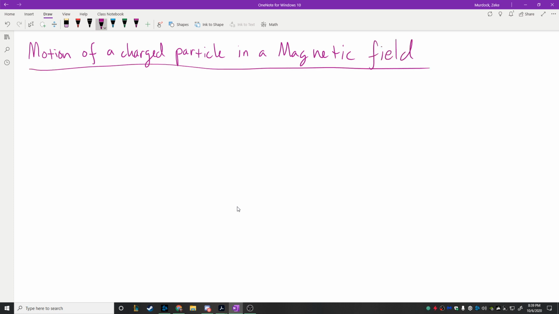The motion of a charged particle inside of a magnetic field. So let's say that I have a magnetic field, and I tell you that in some region of space, it's uniform, and it points into the board. So we have a magnetic field represented by these little arrows right here. All of them are pointing into the board in this region of space.